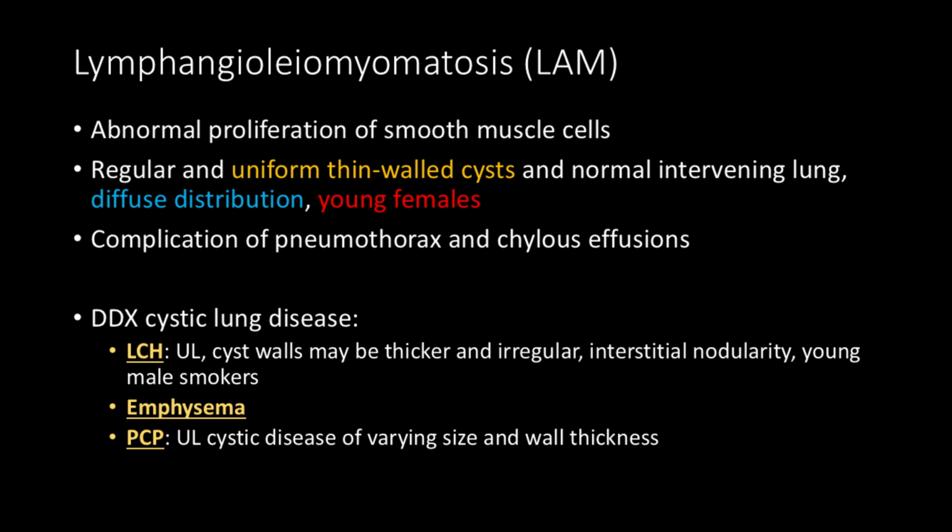We also need to consider pneumocystis pneumonia, which can show cysts of varying size and wall thickness, though it's typically seen in immunocompromised patients. In this case, the uniform cysts, diffuse distribution, and the patient being a young female with recurrent pneumothorax all strongly point towards LAM.